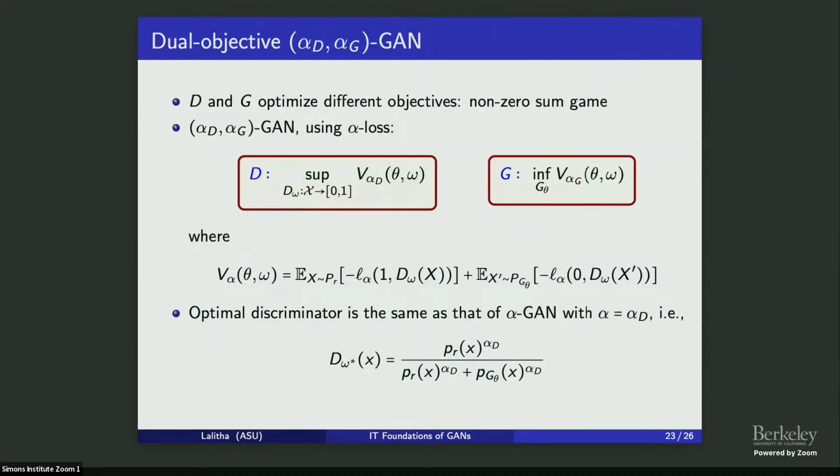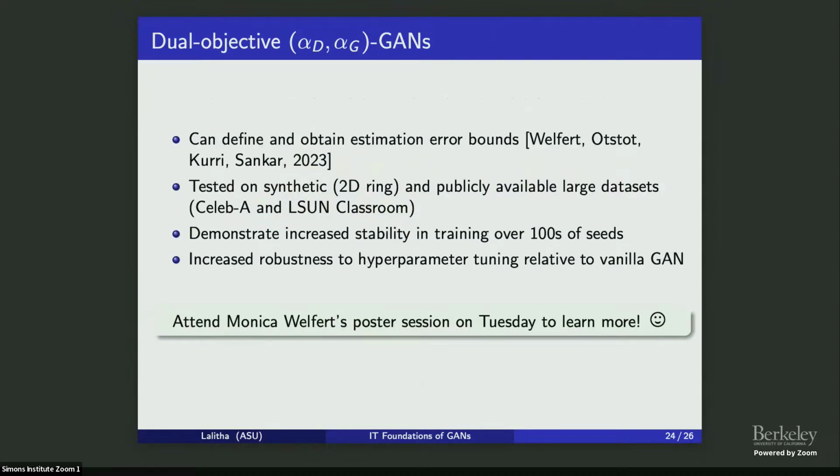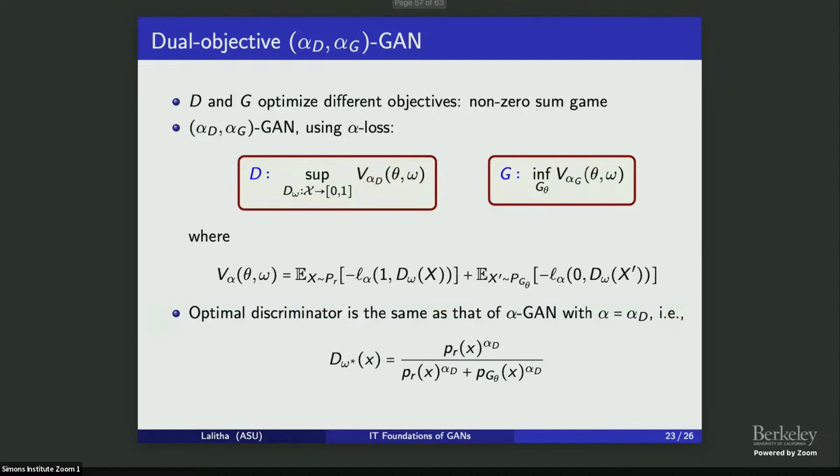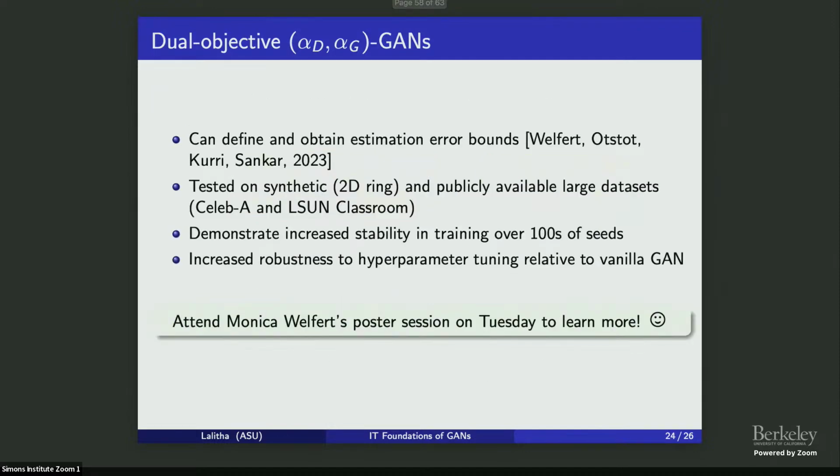I'm going to stop here because it's a plug for the poster that my student is going to give. So here's our new game. It doesn't have the same objective for the generator and the discriminator. They're two different objectives. Each one uses a value function with different losses, different alphas. The optimal discriminator is going to be the same because this is just optimizing that function. It's just now alpha D, and then you get a different divergence here. We can actually do a lot of theory on this, so go to Monica's talk.